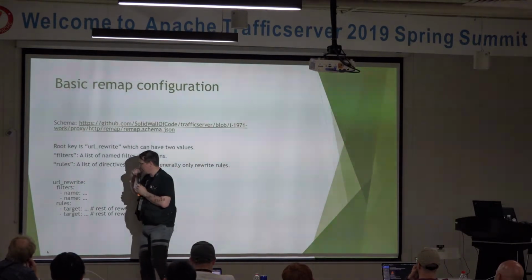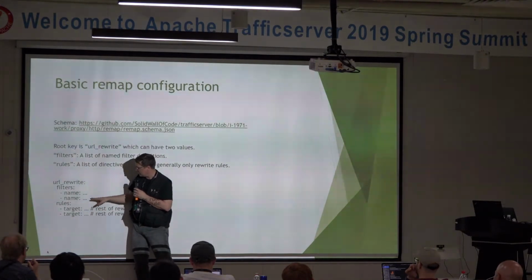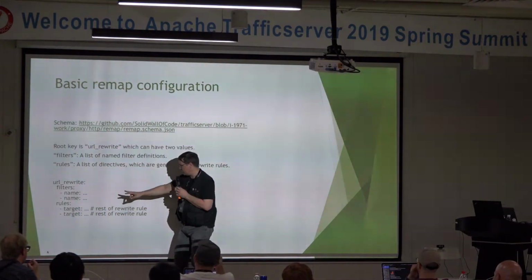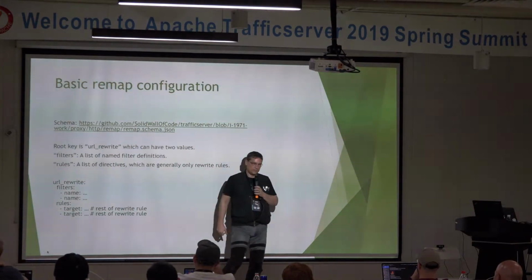So it looks something like this. You say URL rewrite. You can have your filters with your names. Each of these is a filter, and then you have your rules with your target URL, replacement URL. So fundamentally, the file looks like this.